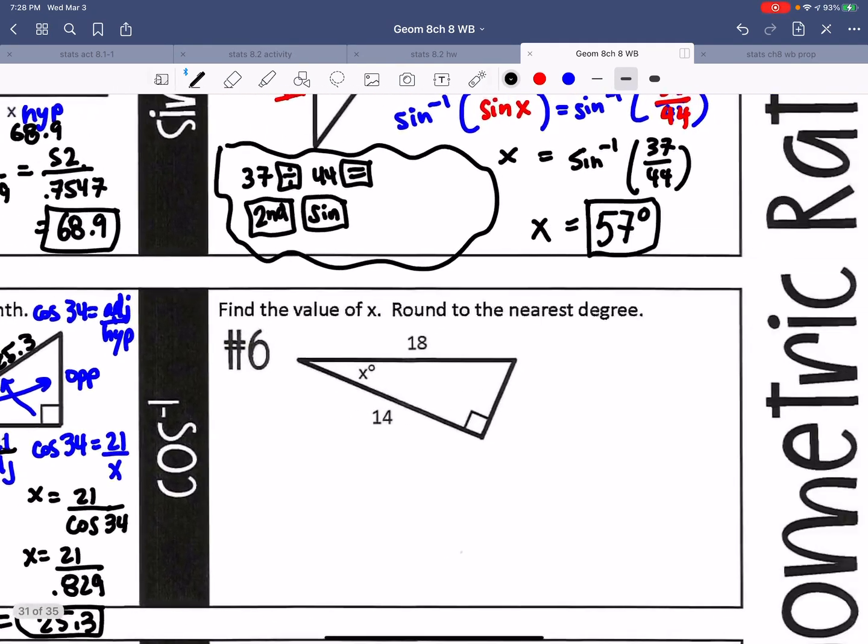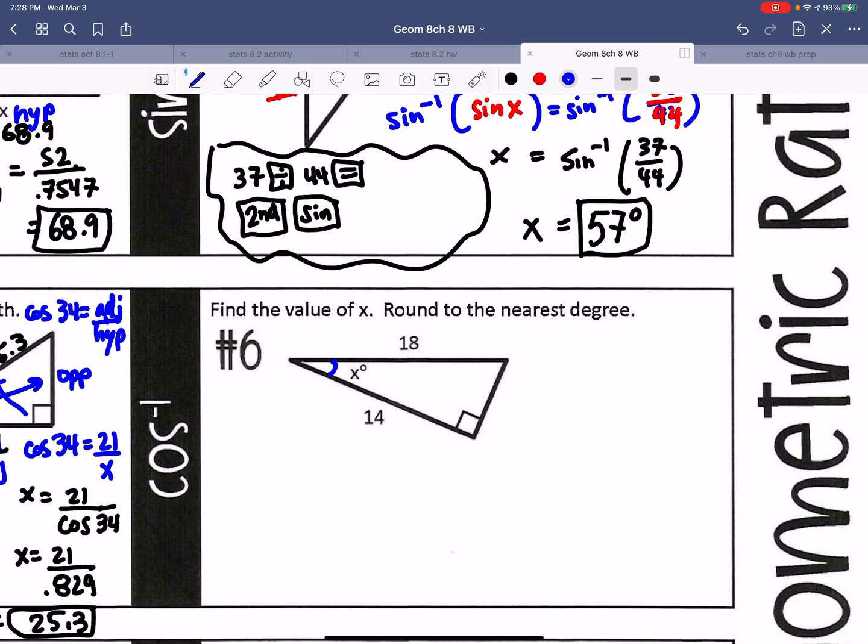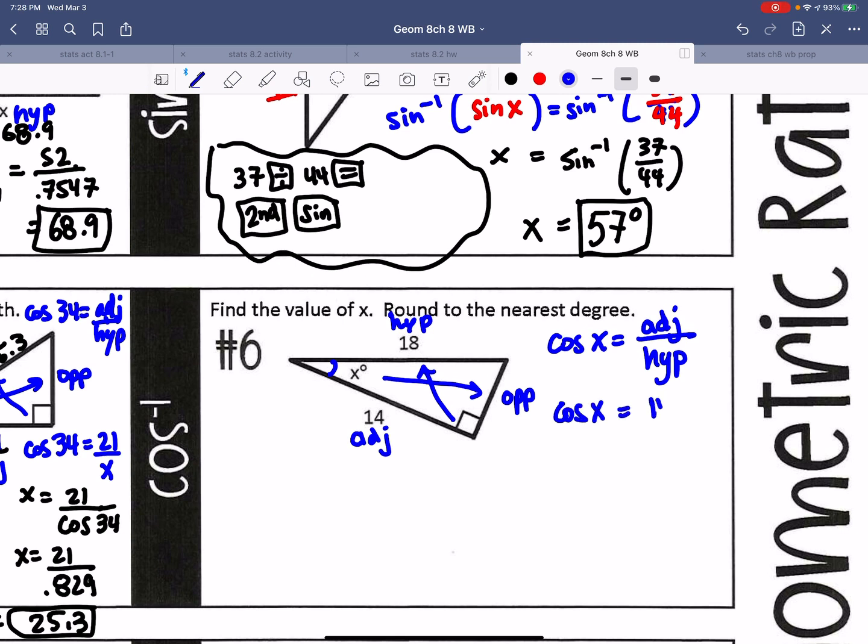Now, how can we use the cosine to solve for the missing angle? Well, we do that when there's nothing on the opposite side. So we have something here on the hypotenuse, and we have something here on the adjacent side. So we're going to use the cosine function when we have the adjacent, and we have something to plug in for the hypotenuse. So the cosine of an angle is 14 over 18. All right, so we're going to take the inverse cosine of both sides.